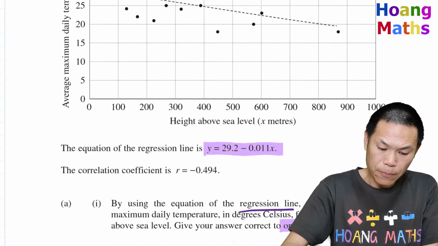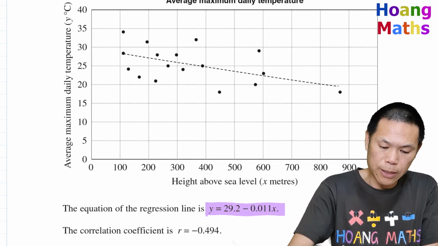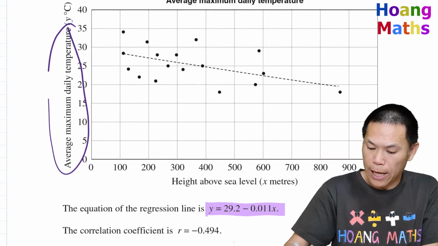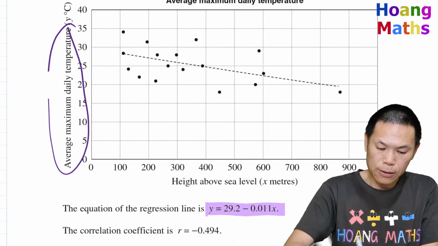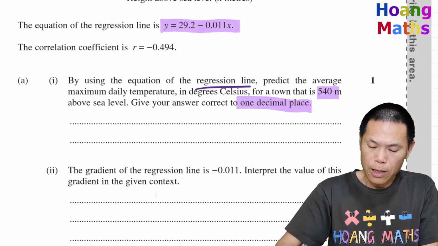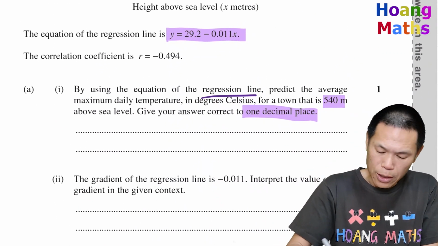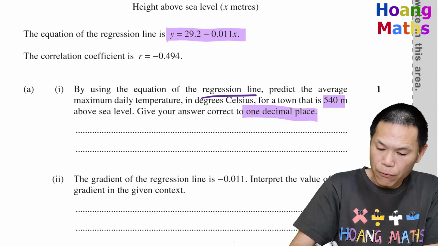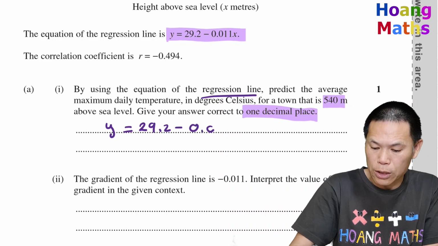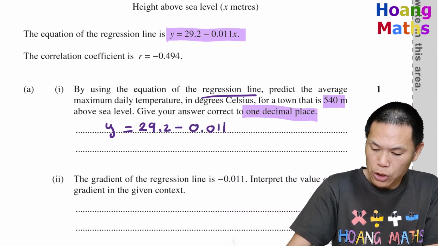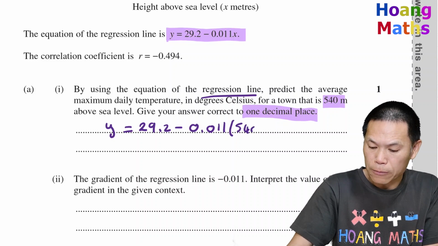Y is the average maximum daily temperature here, and x is this. So keep that in mind. Let me just clear this. Otherwise, we just look at the function. So when x is 540, y is 29.2 minus 0.011, and we times by 540.